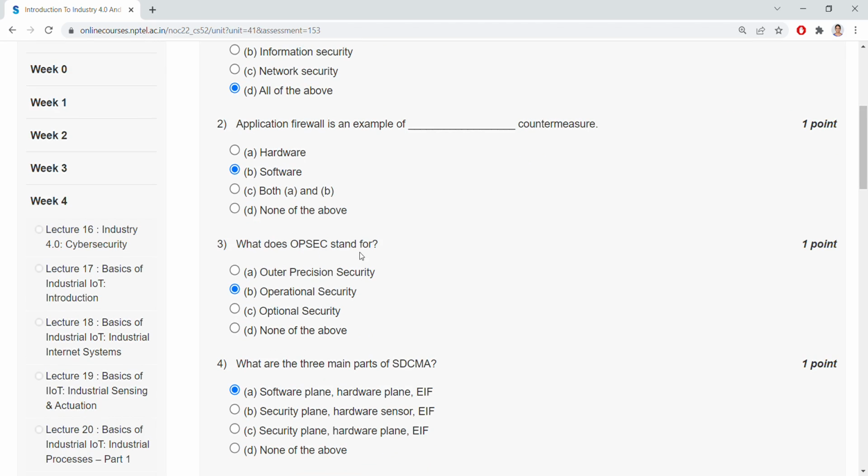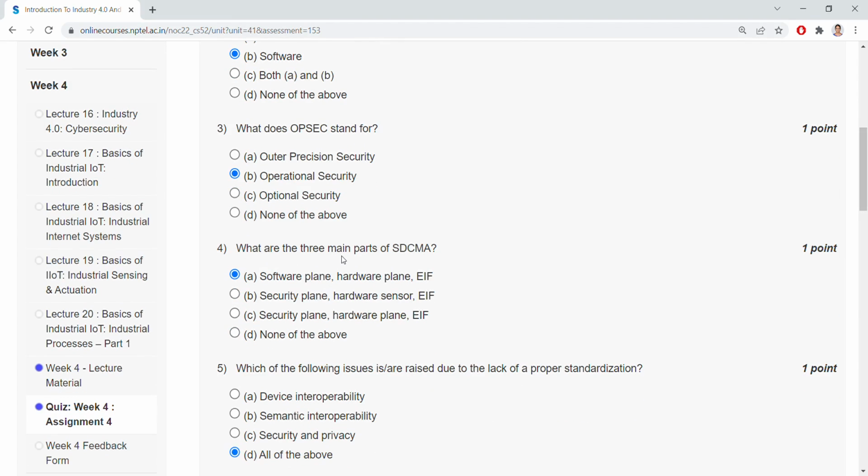What does OPSEC stand for? This is operational security. What are the three main parts of SDCMA? Software plane, hardware plane, EIF.